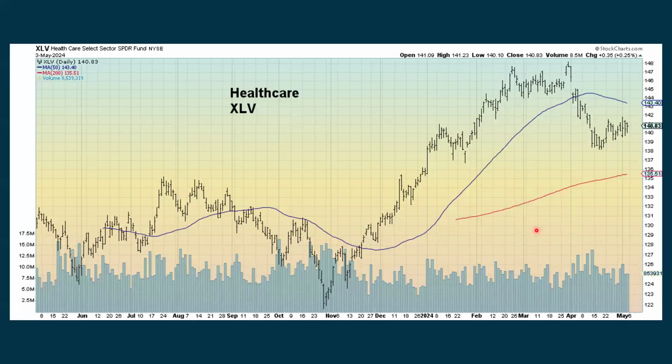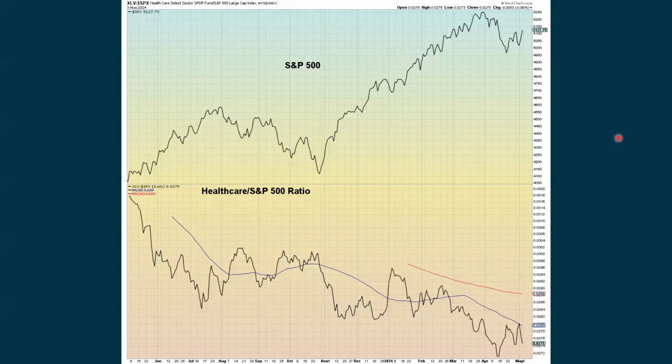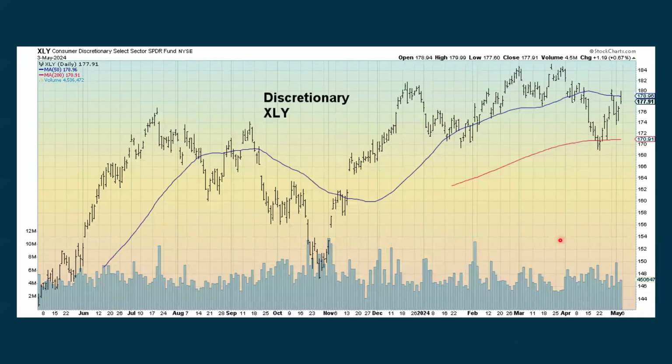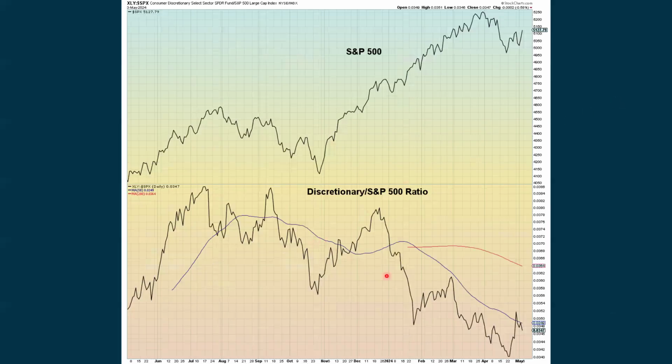Healthcare, you have to have that no matter what's going on in the economy. Below its 50-day moving average, when we compare it to the S&P, really underperforming. This is more defensive. Discretionary, the things that make life fun, having a little trouble getting back up above its 50-day moving average, and is underperforming when we compare it to the S&P.